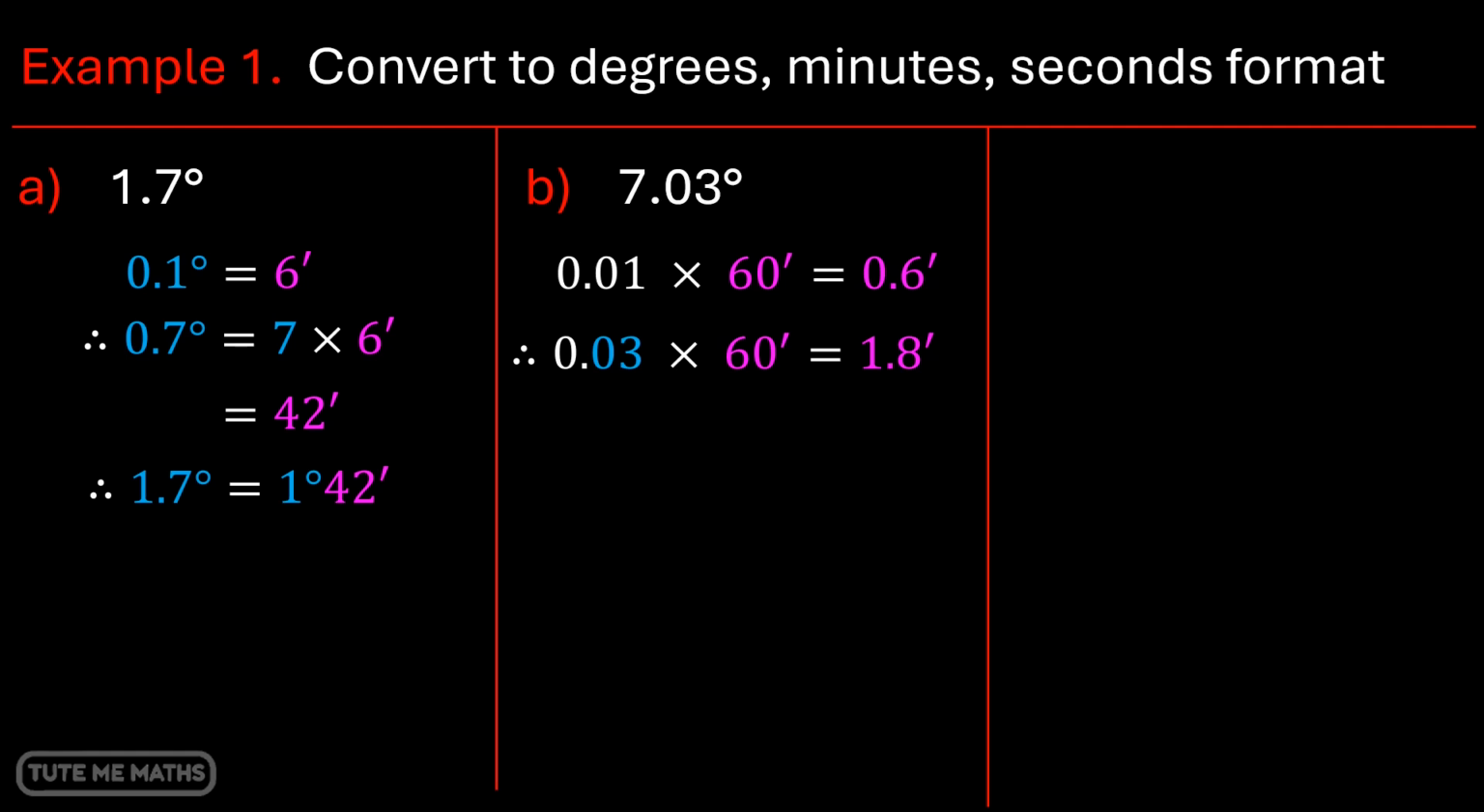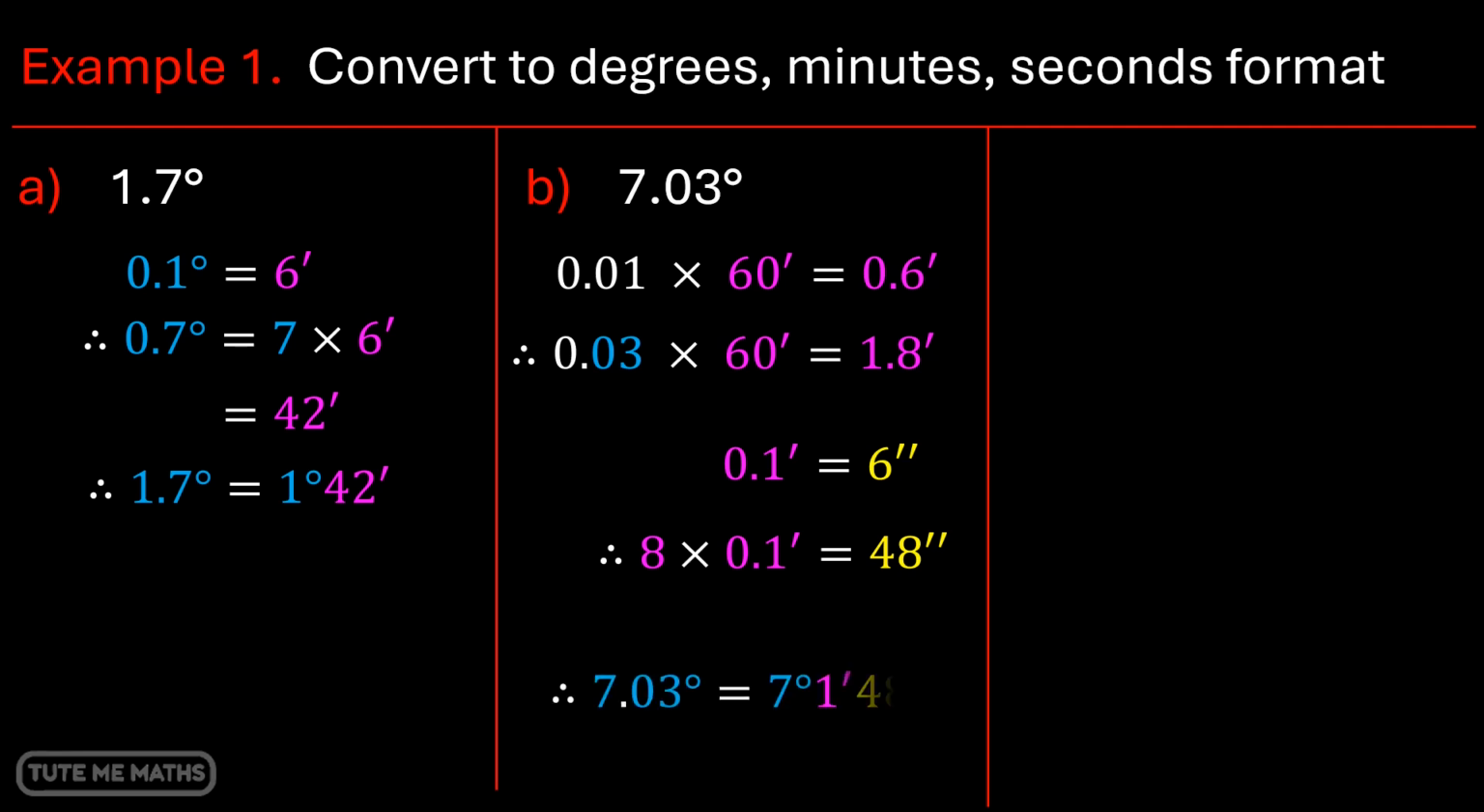But we can do better. 1 minute is 60 seconds. 0.1 minutes must be 1/10 of 60 seconds, which is 6 seconds. So 0.8 will be 8 times this, giving us 48 seconds. So without a calculator, we have easily changed 7.03 degrees into 7 degrees, 1 minute and 48 seconds.